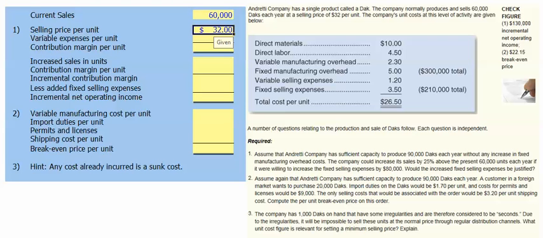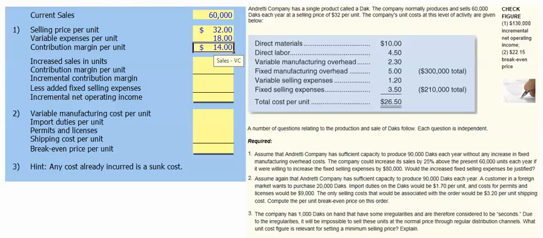Let's begin by calculating our contribution margin per unit for our DACs. Our variable expenses per unit are direct material cost of $10, direct labor cost of $4.50, variable manufacturing overhead of $2.30, and variable selling expense of $1.20. So our total variable cost per unit is $18, which means our contribution margin per unit is $14.